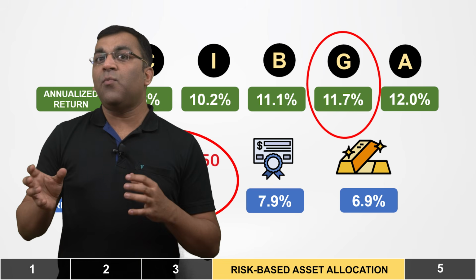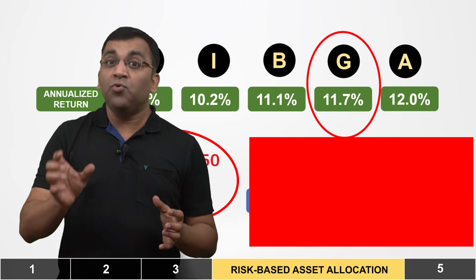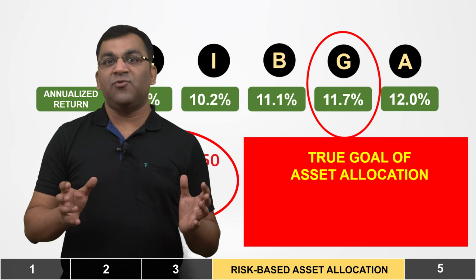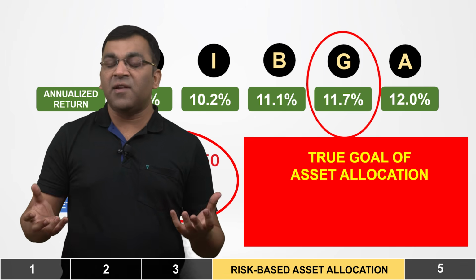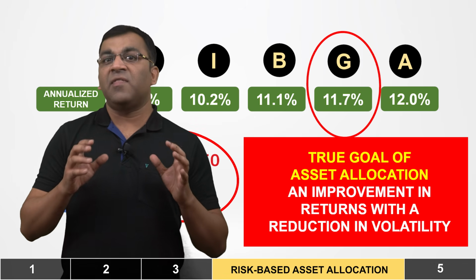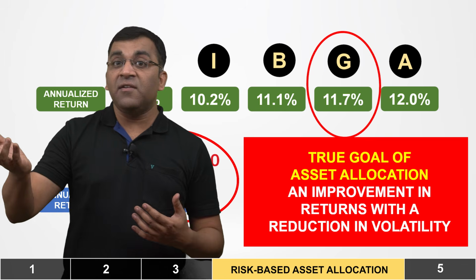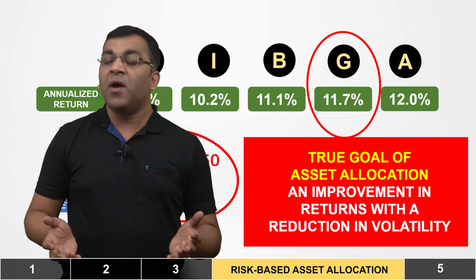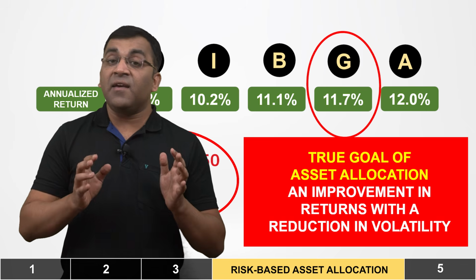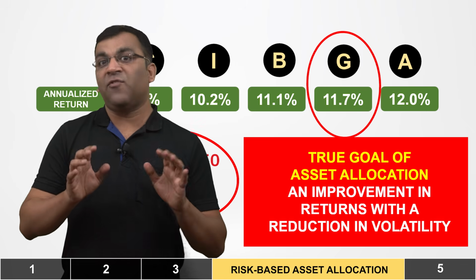If you connect back with what I had said earlier in the video, the true goal of asset allocation is to improve one's risk-adjusted return, and this table really proves that, with the investor not only generating higher returns from a multi-asset portfolio, but he or she did that by taking a significantly lower level of risk.